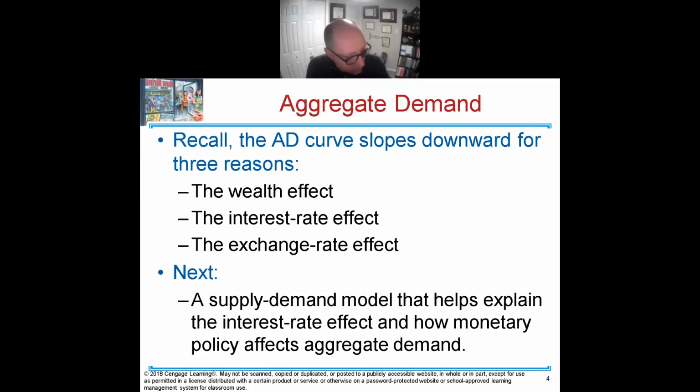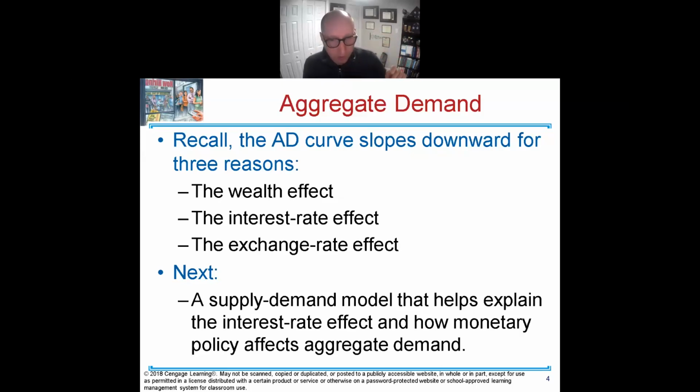The exchange rates are directly correlated with exports. The reason for this is that exchange rates have an impact on the value of the dollar. We talked about that a few weeks ago, the value of the dollar. If the value goes up, there will be fewer net exports. If the value goes down, there will be more net exports. So those three things impact the aggregate demand.